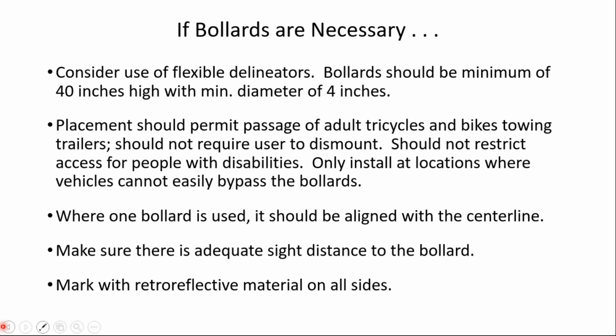And notice the AASHTO guide says placement should permit passage of adult tricycles and bikes towing trailers and should not require the user to dismount. Also, of course, it should not restrict access for people with disabilities, and install them at locations where vehicles cannot easily bypass the bollards. Where one bollard is used, it should be aligned with the center line. And make sure there's adequate sight distance to the bollards so that users can see them. So visibility obviously is critical with bollards.